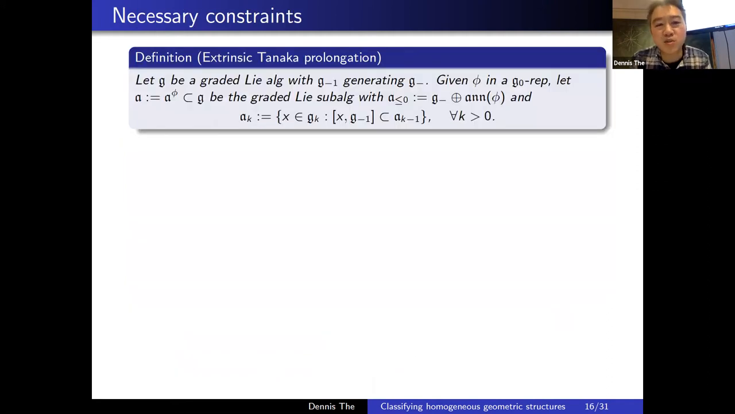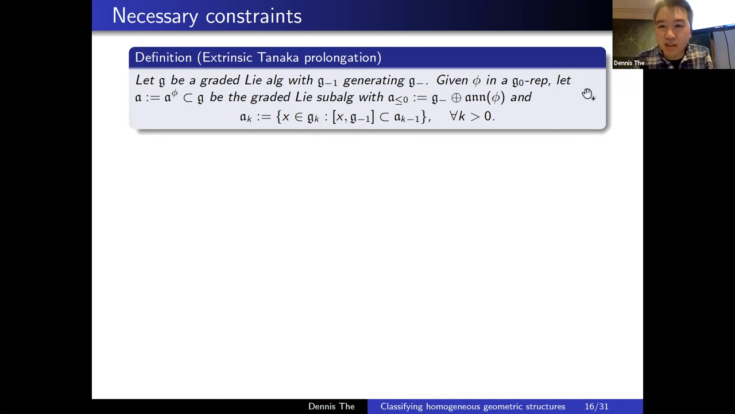So, some necessary constraints. I introduced Tanaka prolongation. That was really what I refer to as an intrinsic version of Tanaka prolongation, an abstract version of Tanaka prolongation. Let me talk about what I like to refer to as an extrinsic Tanaka prolongation, or embedded Tanaka prolongation, where I'm working within the context already of an ambient graded Lie algebra. So let G be a graded Lie algebra with G minus one generating G minus.